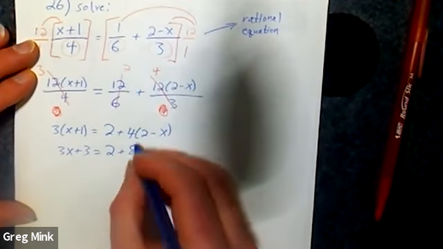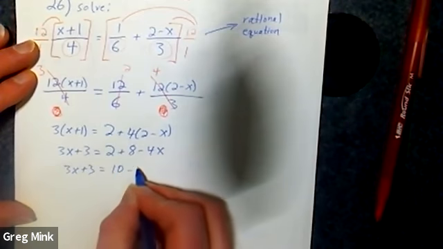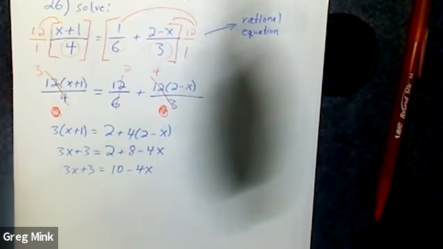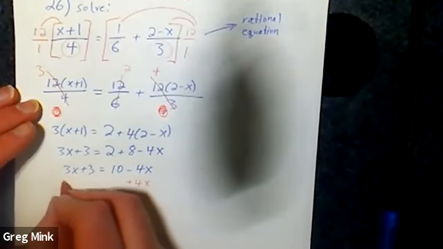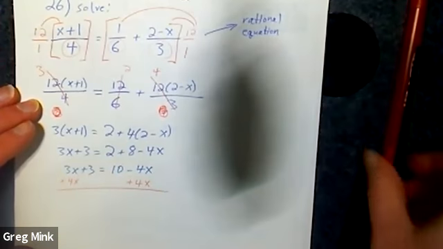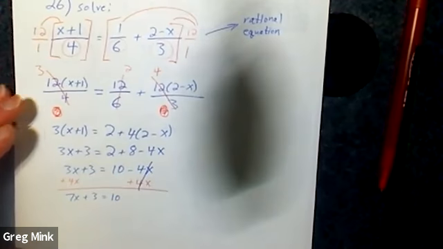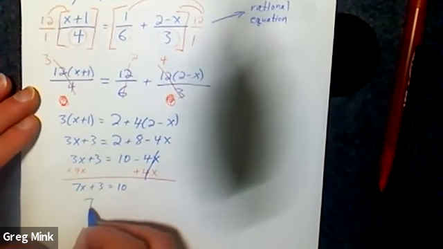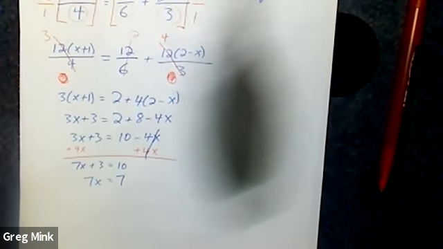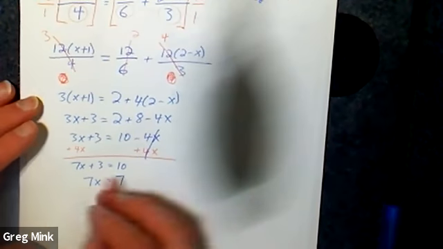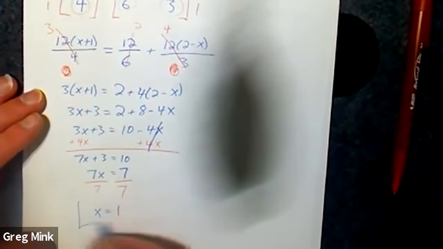I'm just going through, distributing and combining any like terms. So I'm to here now. Now what I'll do is I'll go ahead, I'll add 4x to both sides to get my x's together. So I'm ending up right here. Subtract 3 from both sides. So 7x equals 7. And finally, divide both sides by 7, just like so. And we see x is equal to 1. You can go ahead and check that.